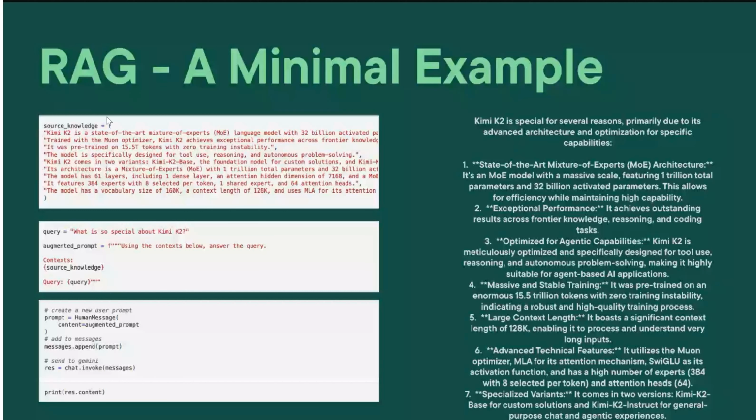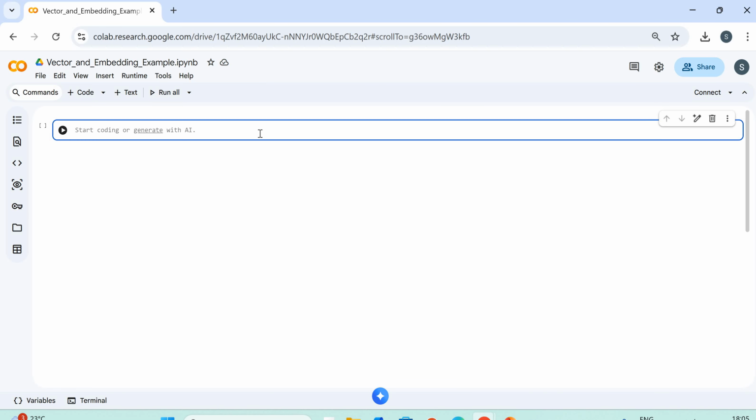So this is one of the RAG examples. Let's suppose the user inquires: what is special about Kimi? This is related to Kimi K2. So this is the source knowledge, and the augmented prompt is using the context below. I'll take an example for the embedding.